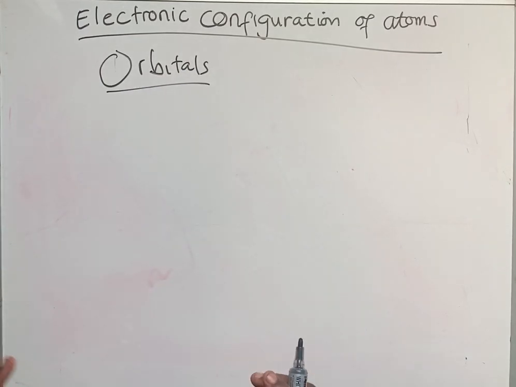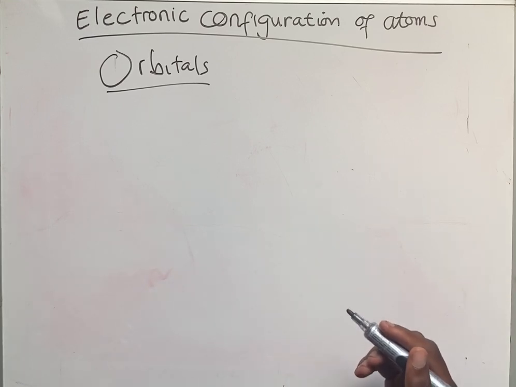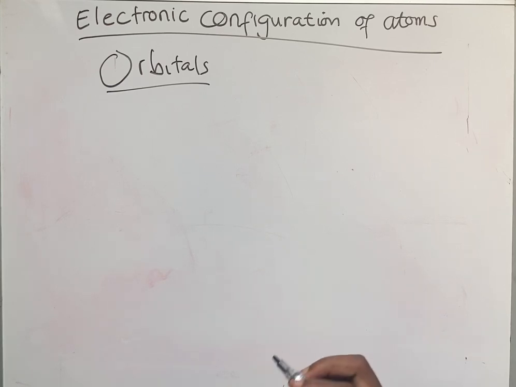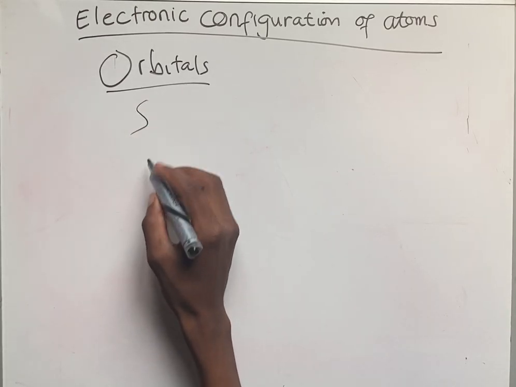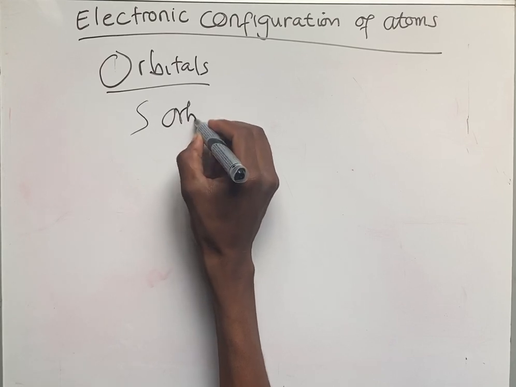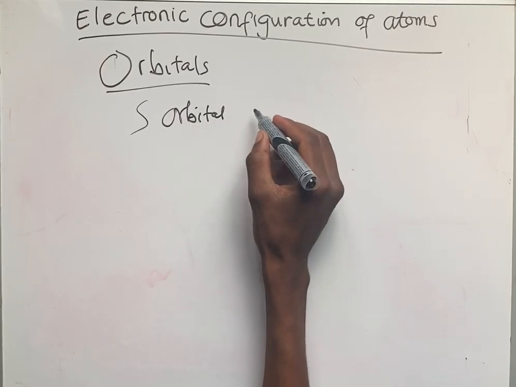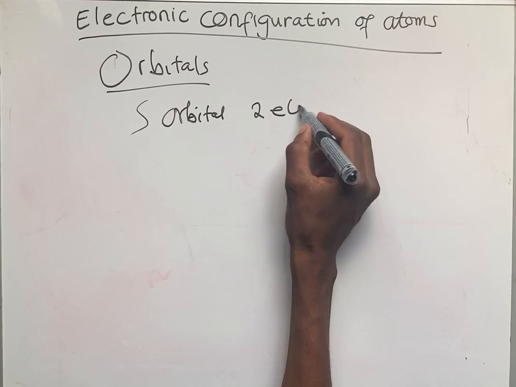Orbitals are sub energy levels, the subshells, which show the location of electrons and the energy levels of atoms. The orbitals are just subshells. We have shells, and the subshells show the location of electrons. We have four types of orbitals. We have the s orbital, which can only accommodate 2 electrons.